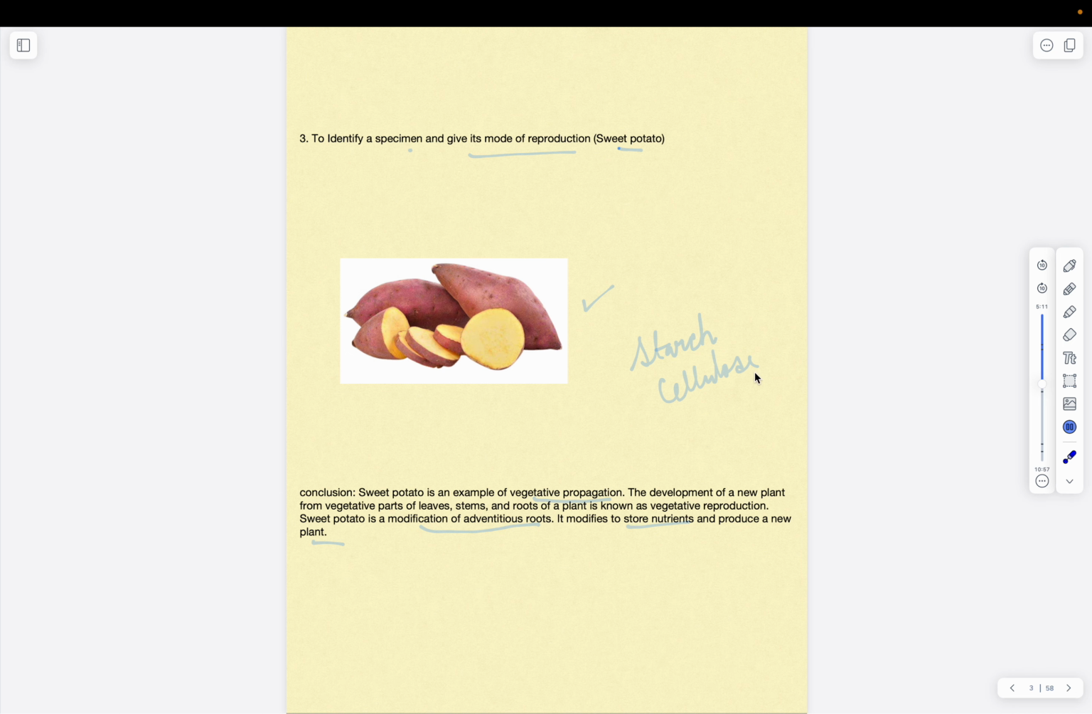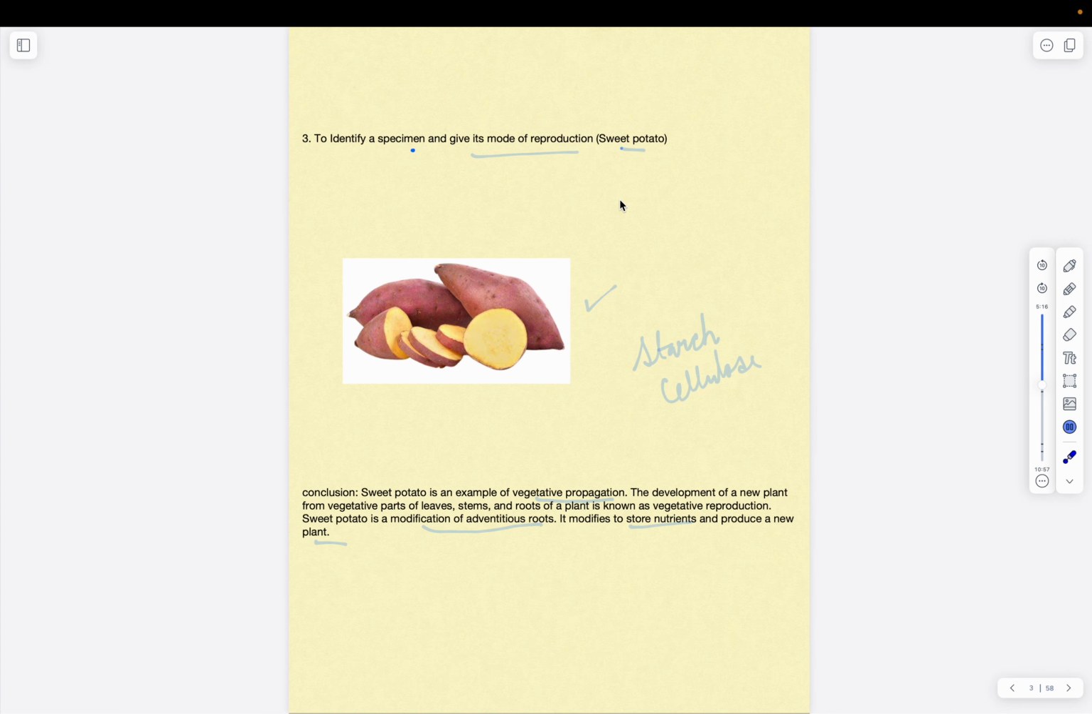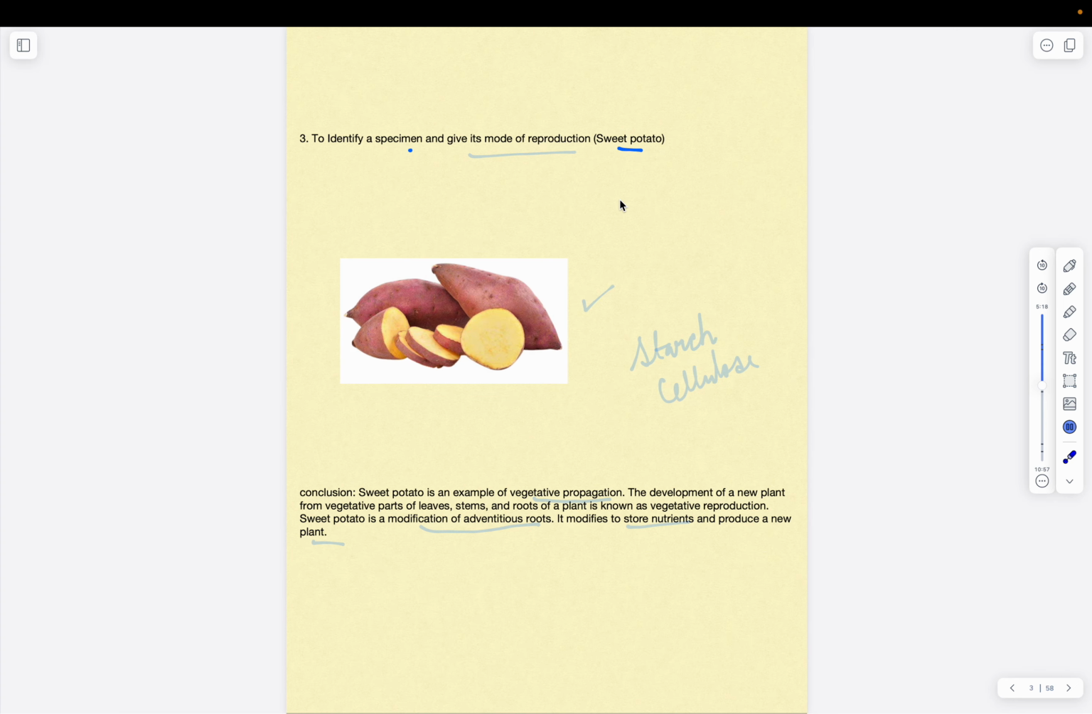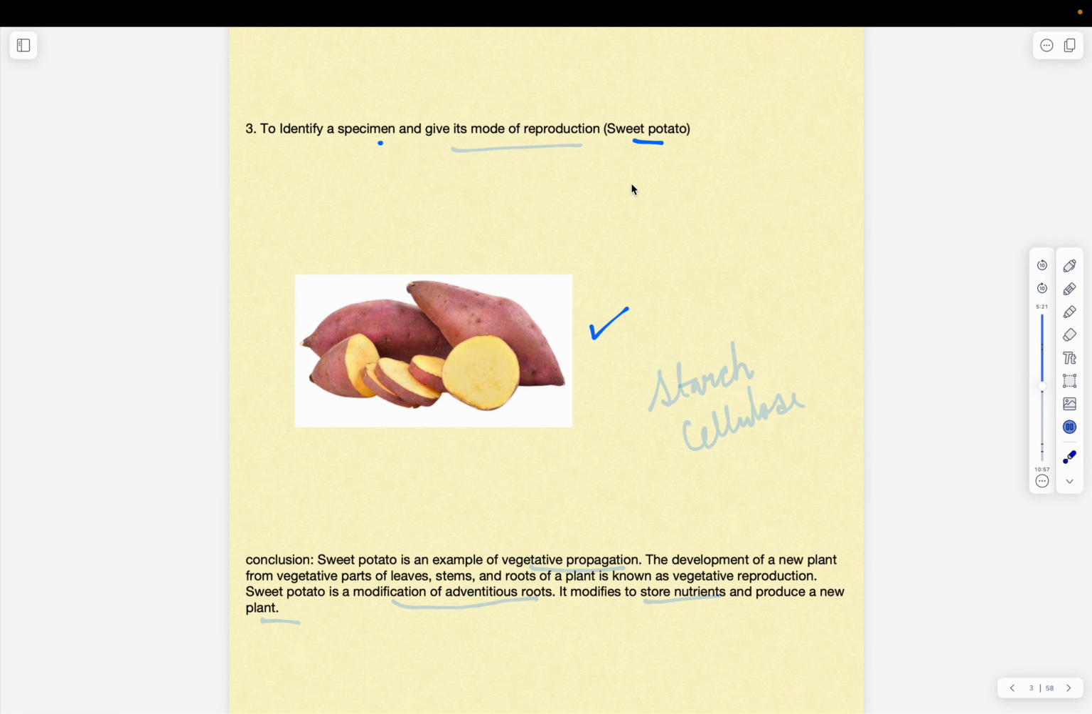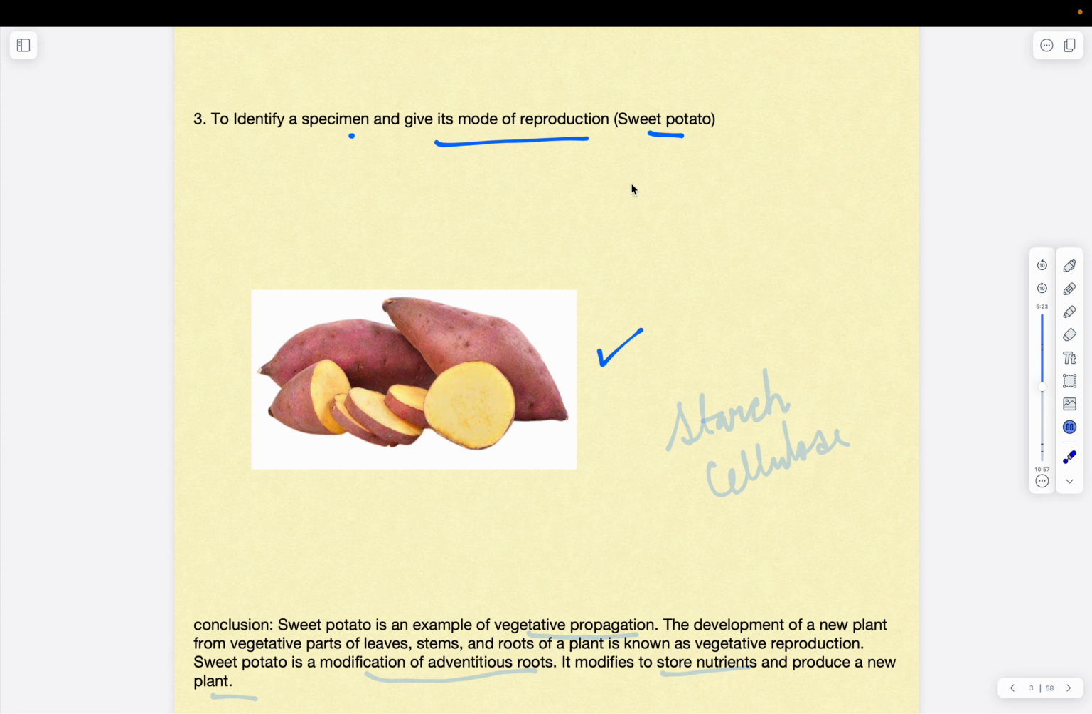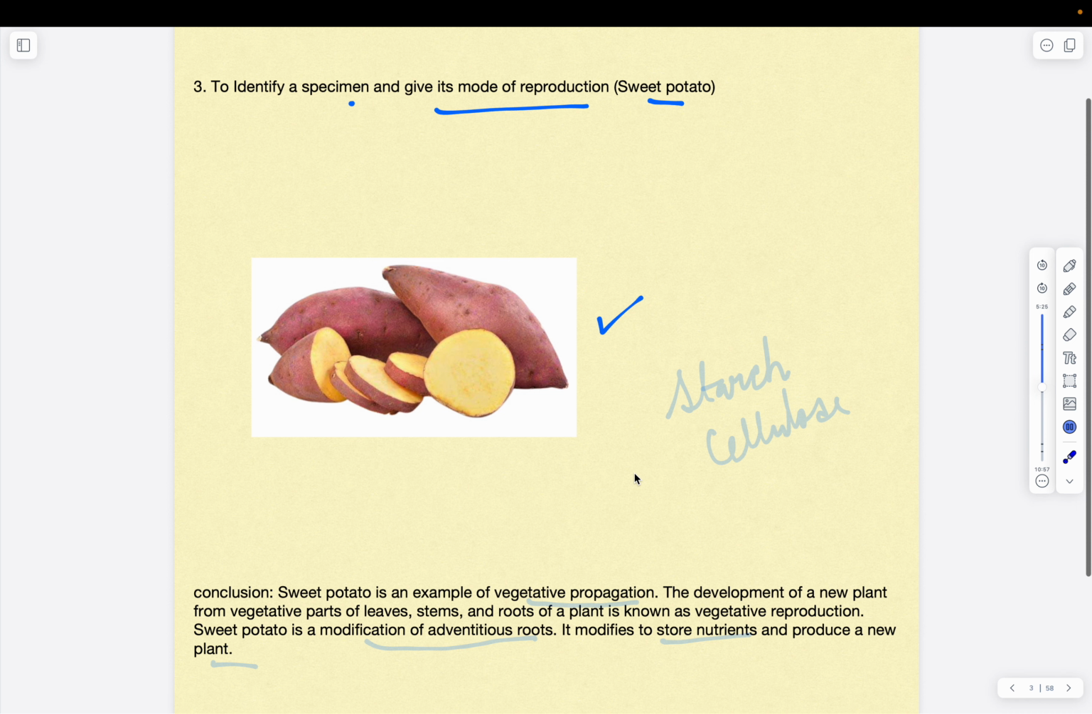The third question was to identify a specimen, and the given specimen was sweet potato. It was easy to identify, and the second sub question was to give its mode of reproduction. So sweet potato is an example of vegetative propagation. It is basically a modified root. It stores nutrients and produces a new plant. So sweet potato is a good source of carbohydrate. Which carbohydrate? It is a good source of starch and cellulose.